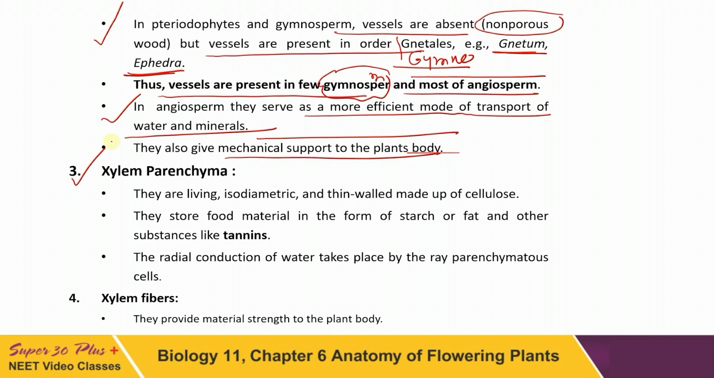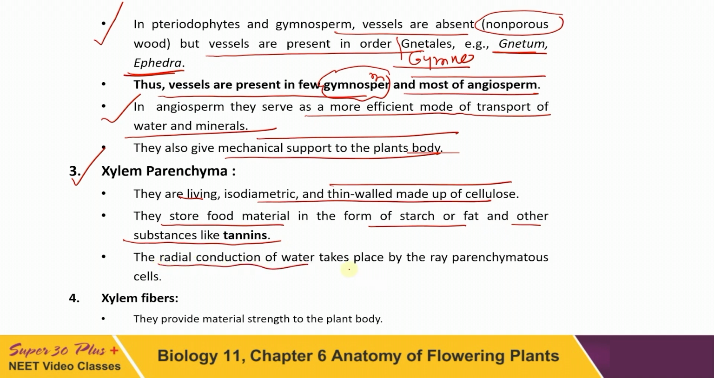Xylem parenchyma is living tissue, thin-walled, made up of cellulose only. The main function is to store food in the form of either starch, fat, or other substances like tannins, and they also help in radial conduction of water. In time to come, I'll tell you what I mean by radial conduction. Radial conduction means, you see, this is the stem, and this is the cylindrical portion of xylem. If the water is to be conducted from xylem to the periphery, this will be known as radial conduction. Here we have xylem parenchyma.